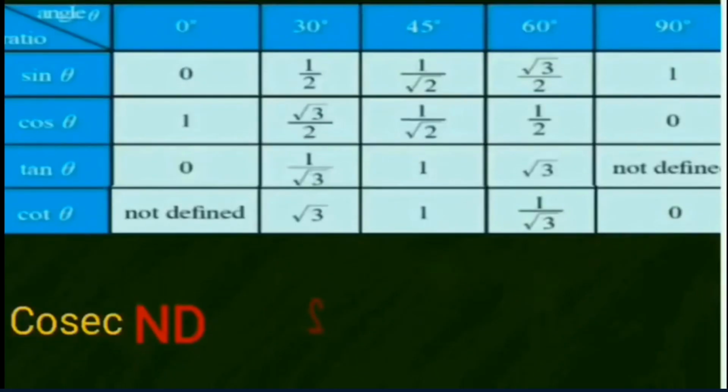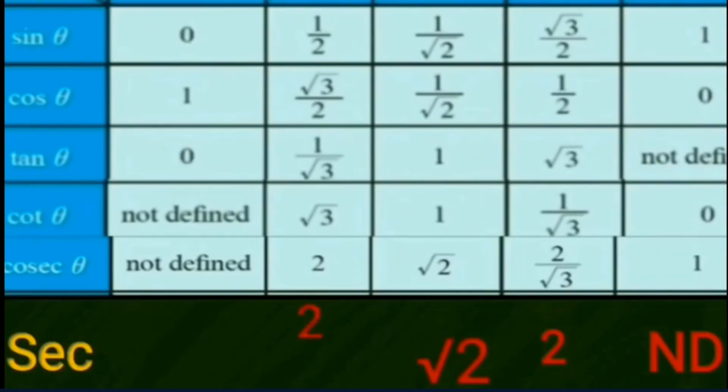Cosec 0 is not defined, cosec 30 is 2, 45 is root 2, 60 is 2 upon root 3, and 90 is 1. For sec theta, we write the cosec values in reverse order. 90 will be not defined, 60 will be 2, 45 will be root 2, 30 will be 2 upon root 3, and 0 will be 1.